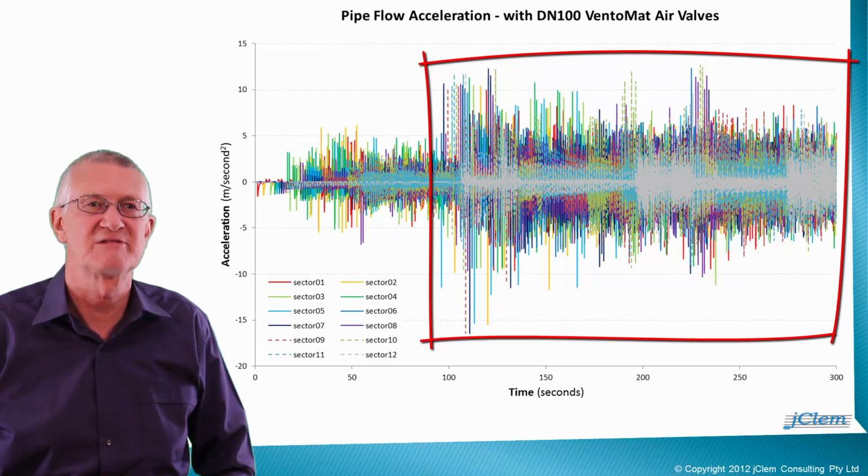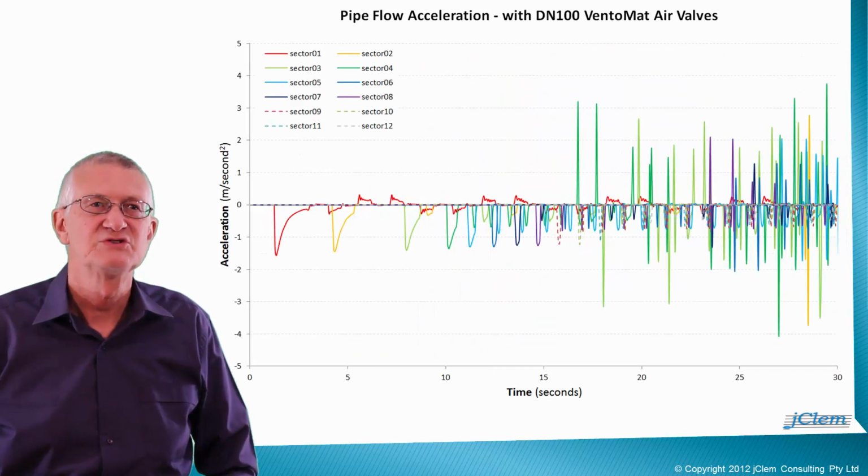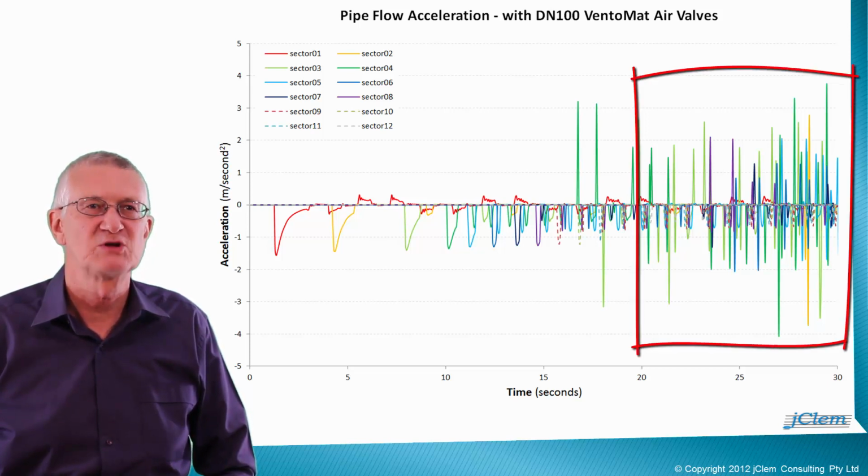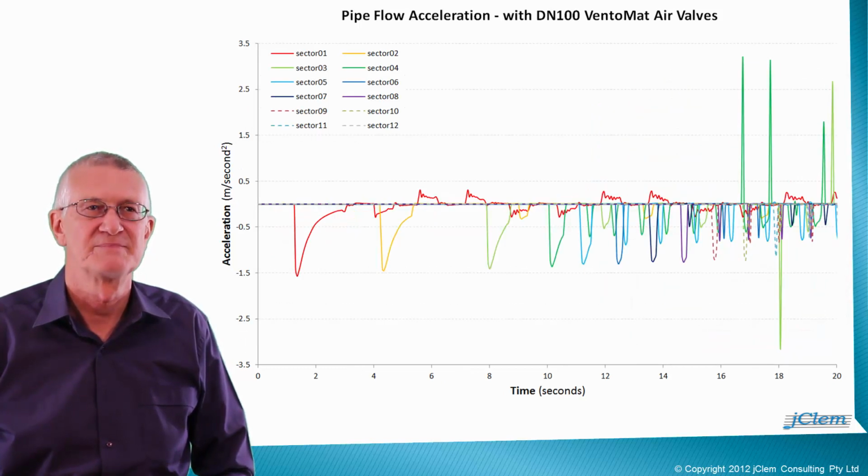Zooming in to look at the acceleration patterns in the first 30 seconds, the graph looks like this. Again, large positive and negative acceleration values occur after the initial pressure wave reflects off the discharge manhole at the 20 seconds mark. And zooming in to look just at the first 20 seconds.